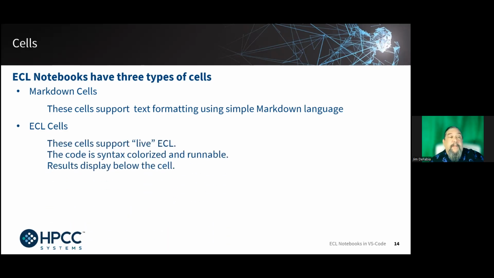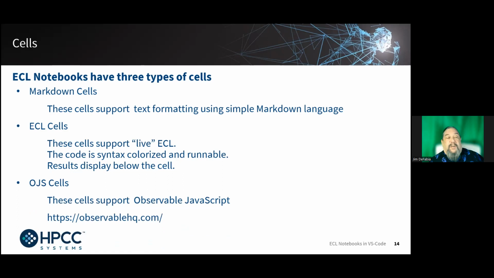And finally, we have observable JavaScript cells, or OJS cells. You can learn a lot about observable JavaScript on observablehq.com. You'll see a plethora of examples there and a lot of documentation about it. And one important thing is once you've run your ECL and you have a result set, that result set is now available to the observable JavaScript cells.